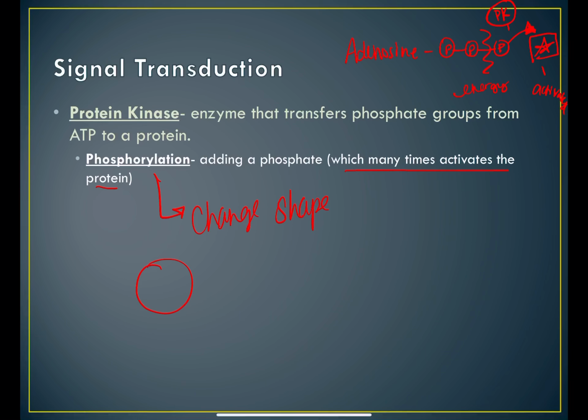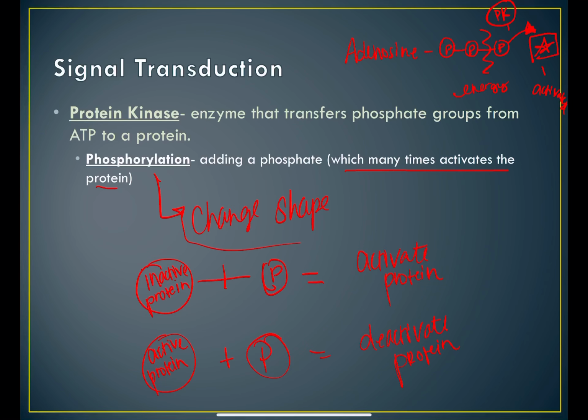So let's have two examples here. Okay, if you have an inactive protein and it gets plus a phosphate, that's going to activate the protein generally. If you have an active protein and you add a phosphate to it, it is generally going to deactivate the protein.